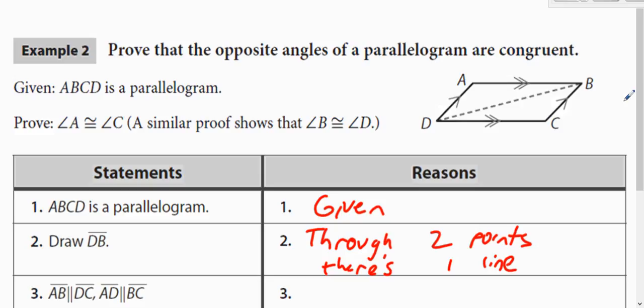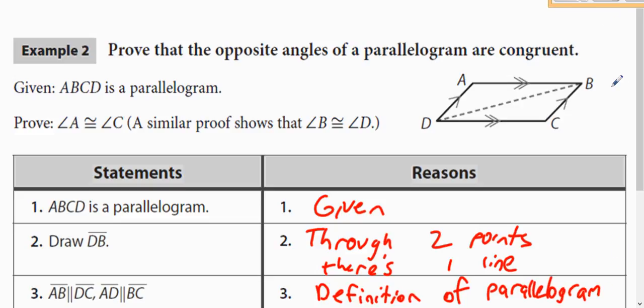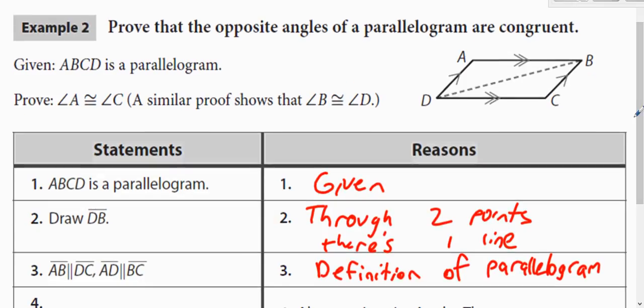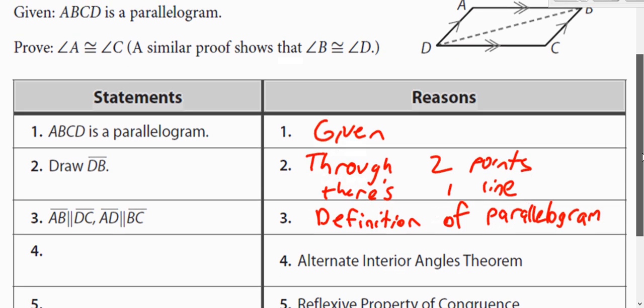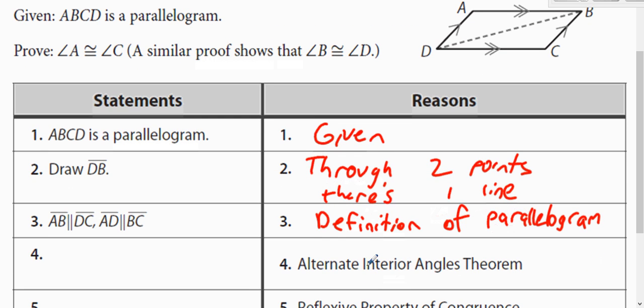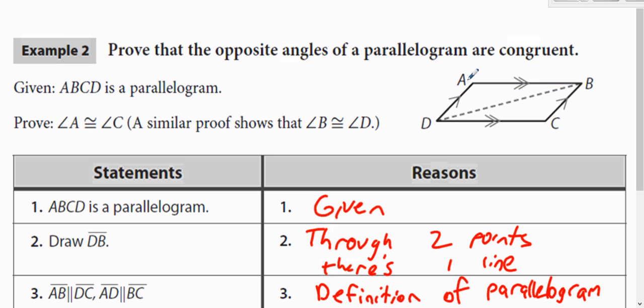Now, since it's a parallelogram, by definition, the sides are parallel. Definition of parallelogram. Now that the sides are parallel, we can go with some alternate interior angles because we have a lot of parallel lines. We have those parallel lines, so we get angle ADB and CBD.